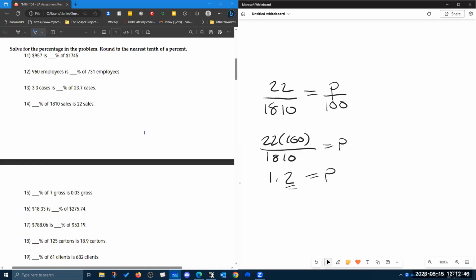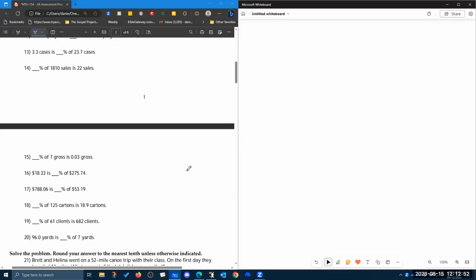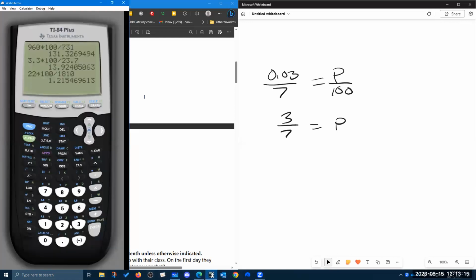Yeah, that was the problem about sales, number 14. So let's move on to number 15. What percent of 7 gross is 3/100 of a gross? So what percent of 7 is 3/100? So 3/7 equals P. So this is about 0.4%.